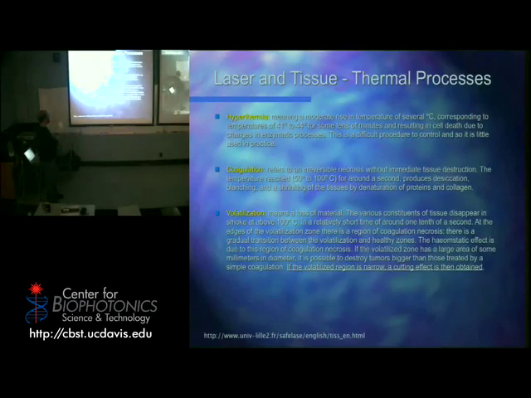And then you have volatilization. The various constituents of tissue disappear in smoke at above 100 degrees centigrade. Literally poof. Okay? I'll show you later a little diagram that shows the poof happening. Okay? And you see the little vapors coming out. Now, if the volatilized region is narrow, a cutting effect is obtained. So have you ever heard of a laser scalpel? Okay, that's what it's doing. It's coagulating. That's why they say, oh, the laser scalpel, you don't get bleeding, because it's cauterizing, it's coagulating all those proteins and sealing them shut as you're making the cut.